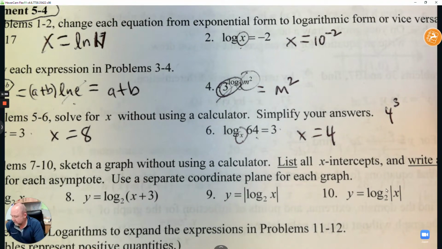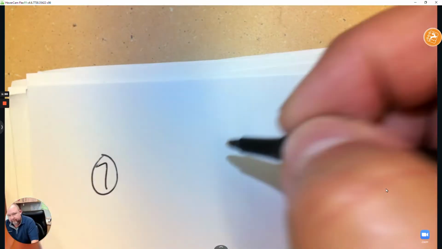All right, I'm going to need a little room for this one. Where did my papers go? Number 7.